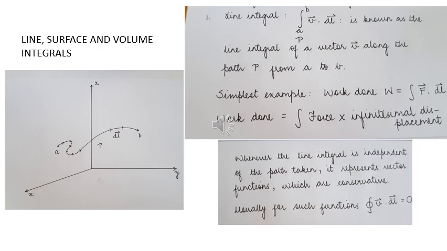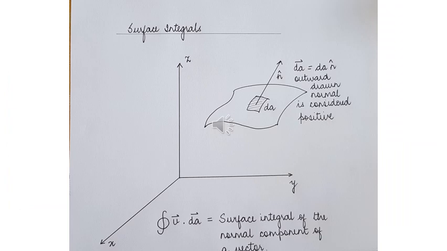The simplest example is the work done given by the integral of F dot dl, where F is the force and dl the infinitesimal displacement. Whenever the line integral is independent of the path taken, it represents vector functions which are conservative, and usually for such functions, the closed integral of V dot dl is 0.